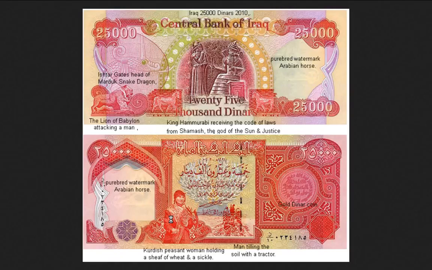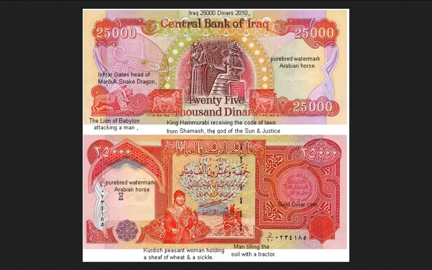This is the 25,000 dinar from 2010 from the Central Bank of Iraq. It uses the Ishtar Gates head of Marduk snake dragon image over here, because that was a popular culture thing thousands of years ago. The Lion of Babylon attacking a man. This is a man underneath it being attacked. This is King I can't pronounce it, receiving the code of laws from Shamash, who is supposed to be the god of the sun and god of justice. And there's a watermark here and here for a purebred Arabian horse.